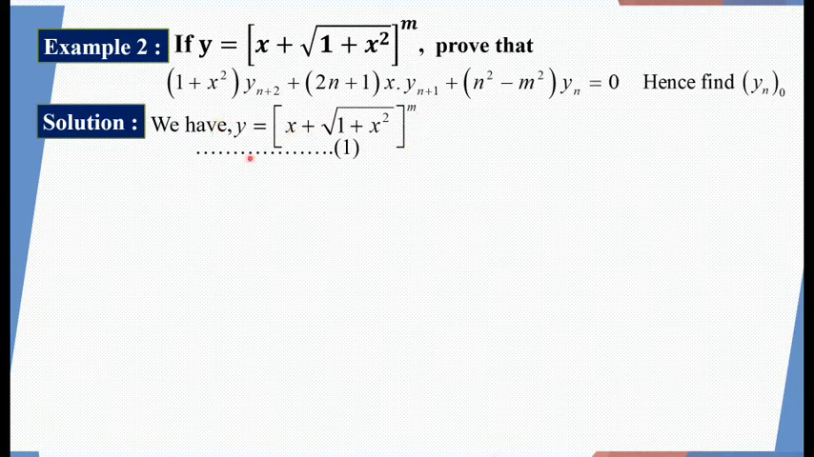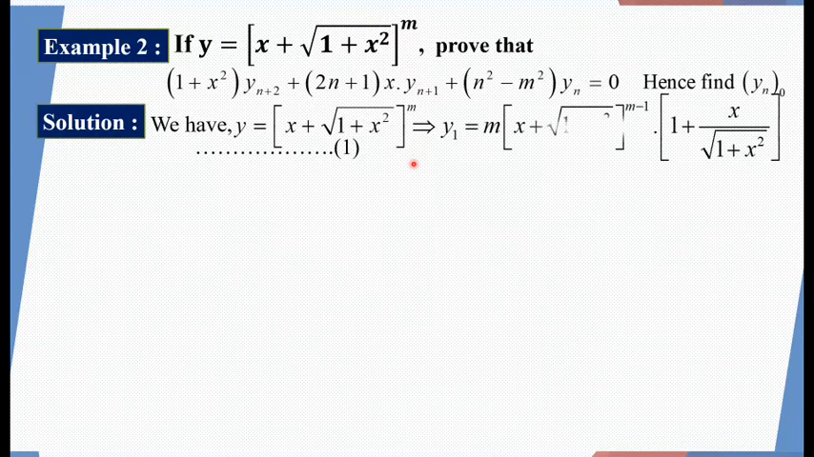So first we have to differentiate it. When we differentiate it, then m into x plus root 1 plus x square power m minus 1 into differentiation of this internal function. The differentiation of x is 1 plus differentiation of 1 plus x square power half, which is 1 upon 2 into root 1 plus x square, and the differentiation of 1 plus x square is 2x. So that 2 is cancelled out by the denominator 2. So it is 1 plus x upon root 1 plus x square.